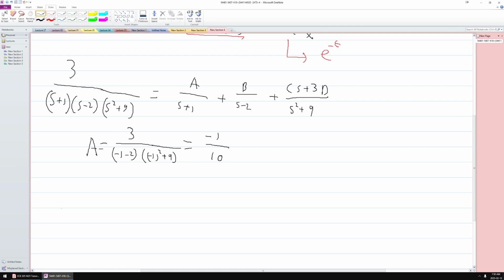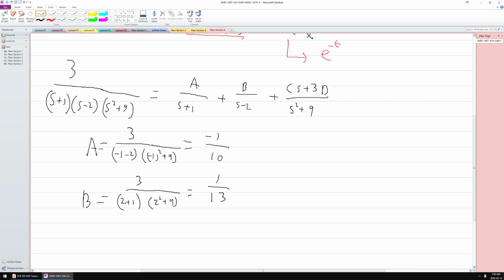Now we do it for b. B is going to be 3 over, I'd multiply by my s minus 2 and plug in 2. So I get 2 plus 1. The s minus 2 goes away, and I end up with an s squared, which will be a 2 squared, plus 9. Yep, so here the 3's cancel, and I end up with 1 over 4 plus 9, 13. So my b will be 1 over 13. Okay, a and b done.